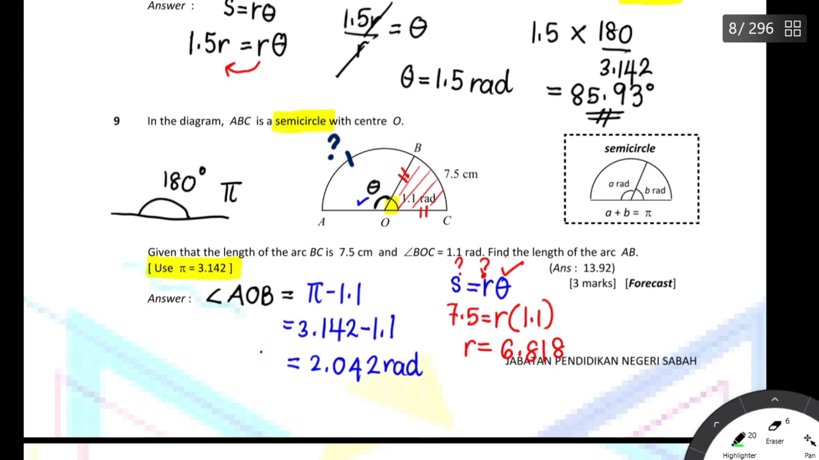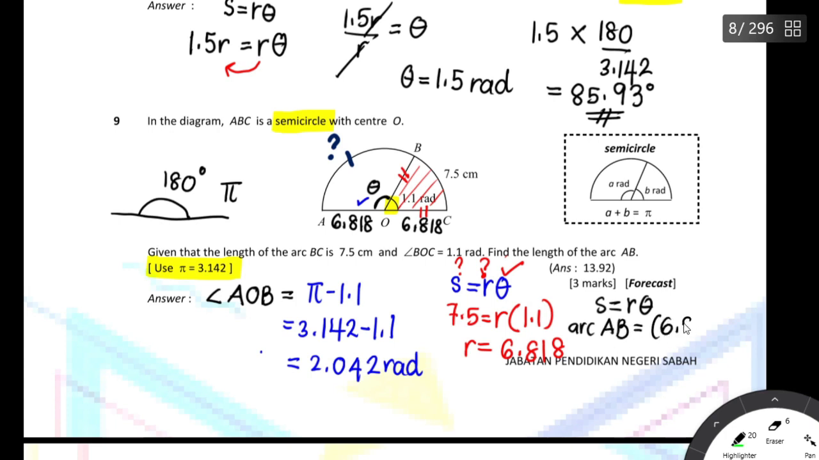6.818. The radius is 6.818. Now you can substitute this radius there, because if the radius here is 6.818, here also must be 6.818. Radius must be the same. So now we can put it into the formula S equals R theta. We want to find the arc AB, isn't it? So arc AB is the S.